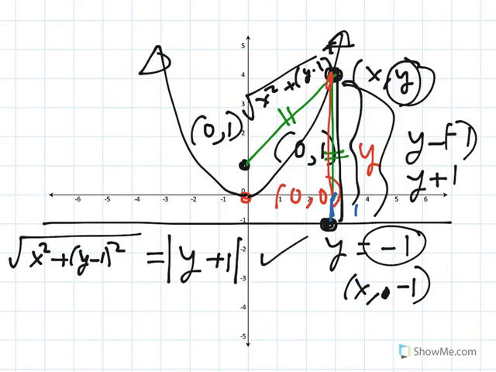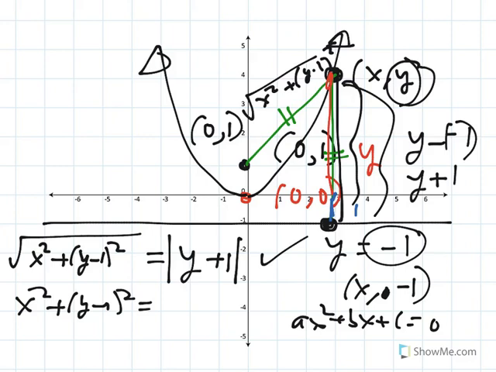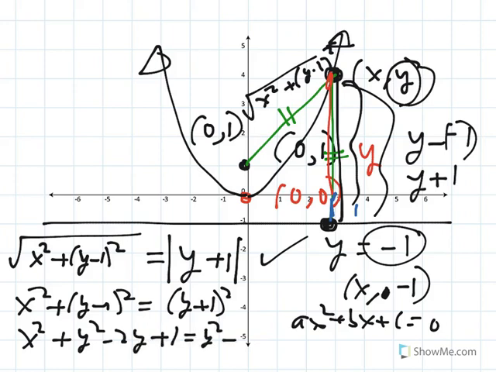This thing is an equation of the parabola, but in another sense it doesn't really look like what we're used to, ax squared plus bx plus c equals 0. So all you do is you square both sides, and you get x squared plus y minus 1 squared equals y plus 1 squared. You don't need the absolute value anymore, because when you square it, it turns positive. Then we expand: x squared plus y squared minus 2y plus 1 equals y squared plus 2y plus 1.